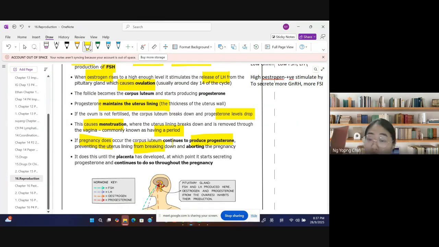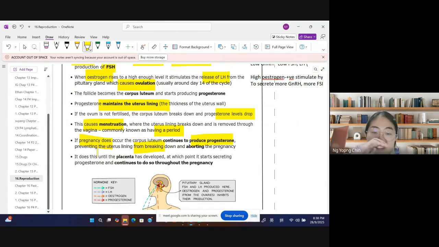You know what abortion means? Miscarriage. The abortion happens because the uterus lining becomes very thin. The uterus lining is very thin, so it's not favorable for the implantation of the embryo. The embryo cannot implant on the lining, it will just shut off. So there will be abortion.